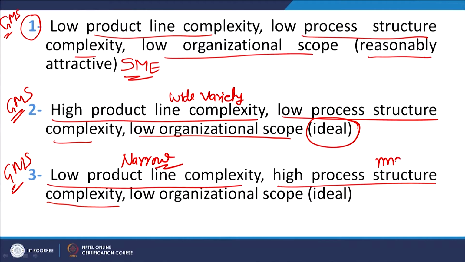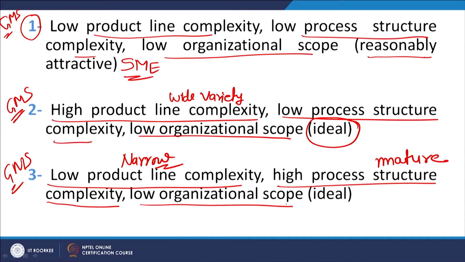So, these production systems are mature, and when these production systems are mature, you can continuously produce the same type of product in that organization. And here, the meaning of low organizational scope is that we do not want to go for much vertical integration. We may go for more number of markets, because we are producing narrow products, a limited amount of products, but the processes are matured, and therefore, we can produce those products in large volumes. So, we can go to different geographical markets.